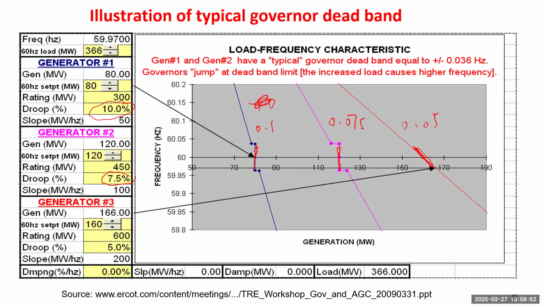Because in our early slide, we drew the generation on the Y axis and the frequency on the X axis. But anyway, the third unit is the most sensitive, has smaller R, a bigger slope of control. I also give you the value translated into megawatt per hertz.